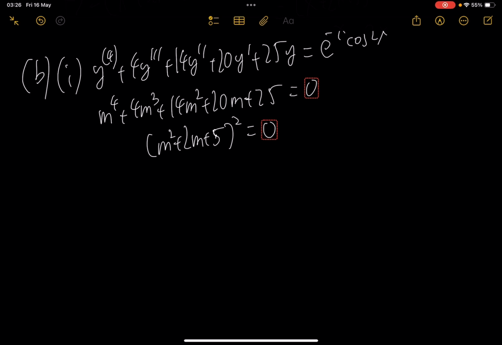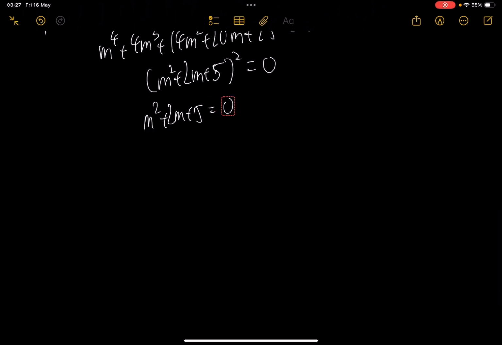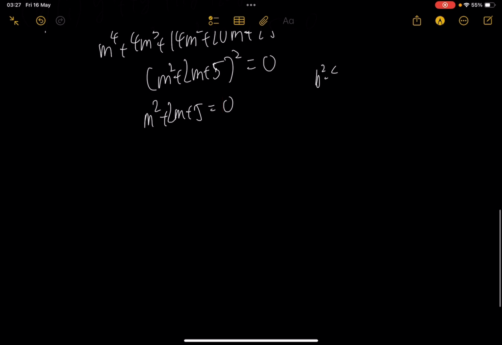First, we are going to take the square root of both sides. You get m squared plus 2m plus 5 is equal to 0. And then when you use our calculator, we're going to find the discriminant, b squared minus 4ac. When this delta is a negative number, you get complex solutions. So 2 squared minus 4 times 1 times 5, use our calculator, you get negative 16. This is less than 0.